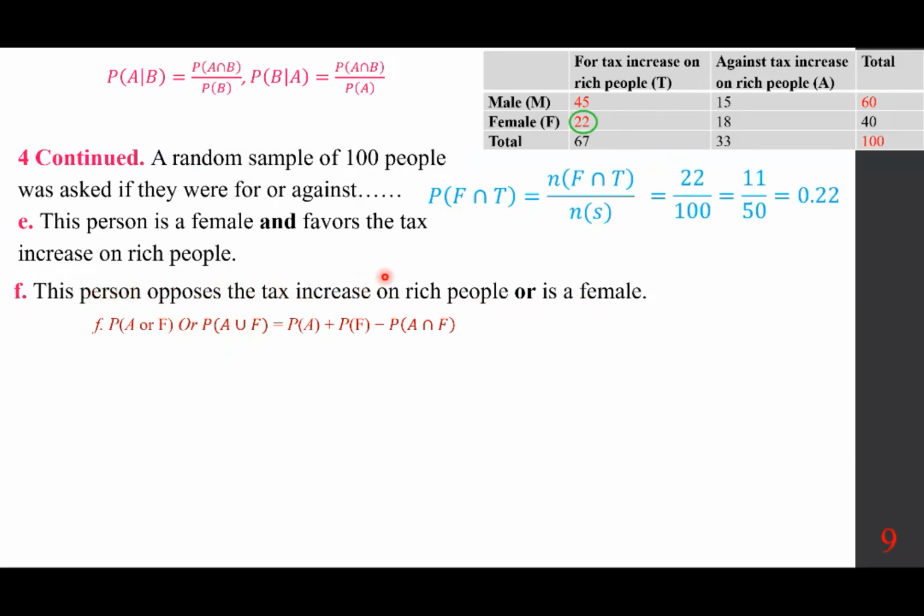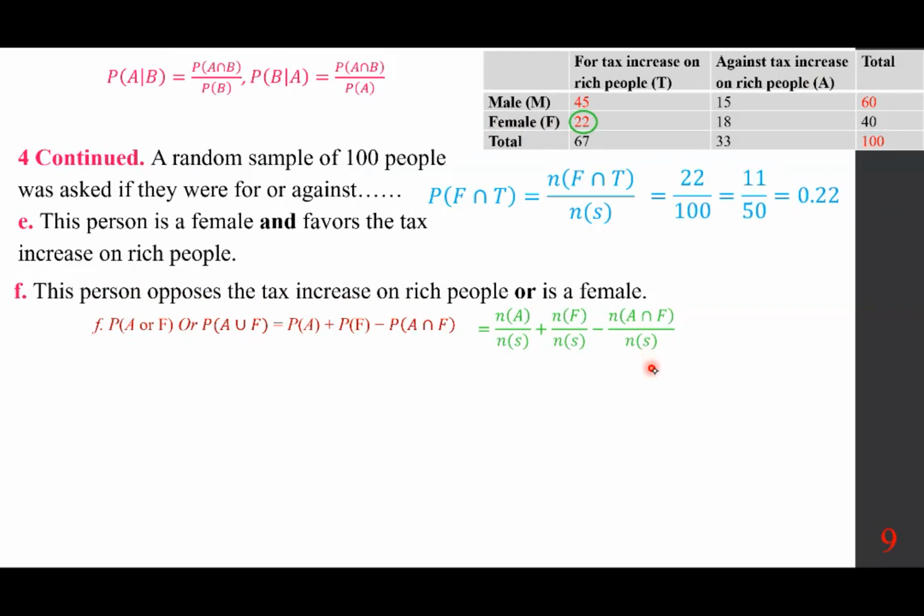Opposing tax increase, the A group, females, the F group. So A union F is the probability of A plus the probability of F minus the probability of A intersection F, because this is accounted for 2 times, once for P of A, once for P of F. And again, you have this addition formula for probability. So N of A over N of S is the first one, N of F over N of S for the second one, and N of A intersection F over N of S.